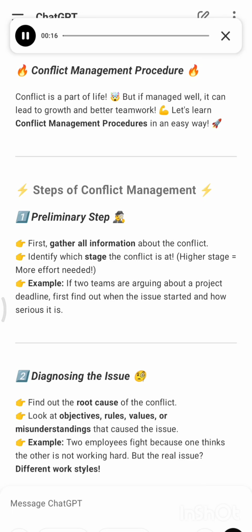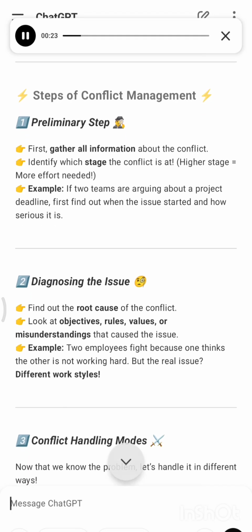Preliminary step. First, gather all information about the conflict. Identify which stage the conflict is at. Higher stage, more effort needed. Example, if two teams are arguing about a project deadline, first find out when the issue started and how serious it is. 2. Diagnosing the issue.